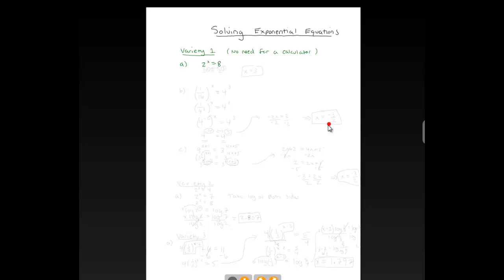2 to the x equals 8. Now this can be handled just by drawing upon prior knowledge. You may just know that 2 to the 3 equals 8, so x must be 3. So prior knowledge is key. Another way you can think about it is you might rewrite 8 as 2 to the 3, since 8 is 2 times 2 times 2. And here, the answer is staring you in the face, because if 2 to the x equals 2 to the 3, clearly that means that x equals 3.